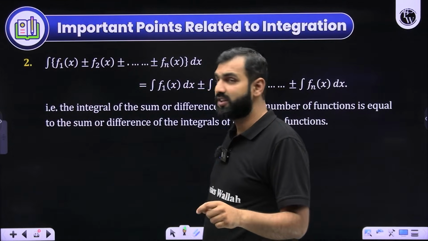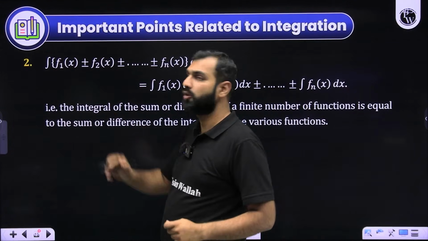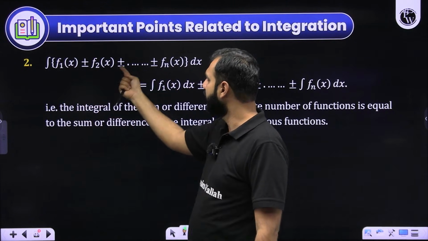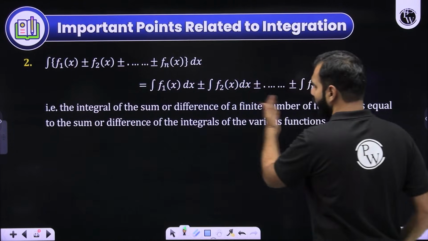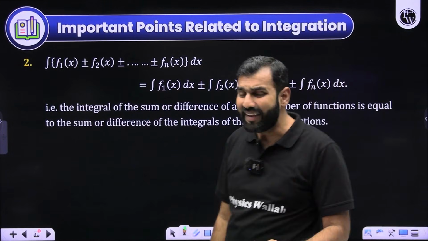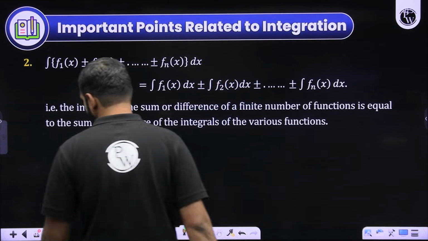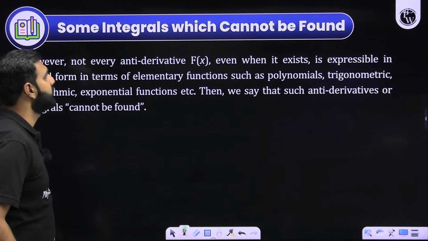So on addition and subtraction, the integration sign can be distributed. Integration of f1(x) plus integration of f2(x) minus integration of f3(x), and so on. So the integration sign can be distributed over addition and subtraction. I did not say product. What do I mean by that? We'll talk about that. Don't worry about that.